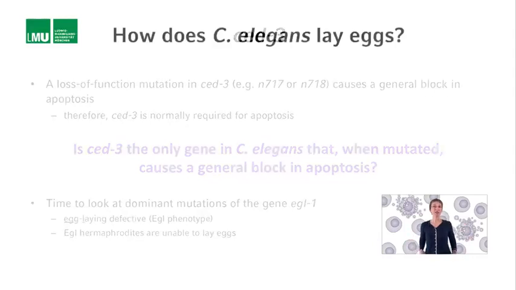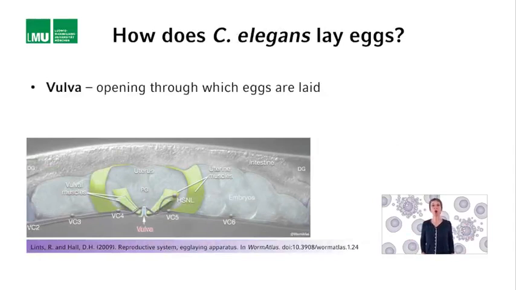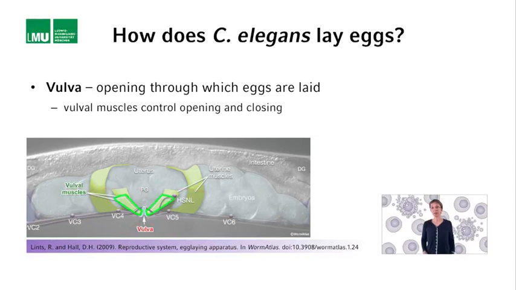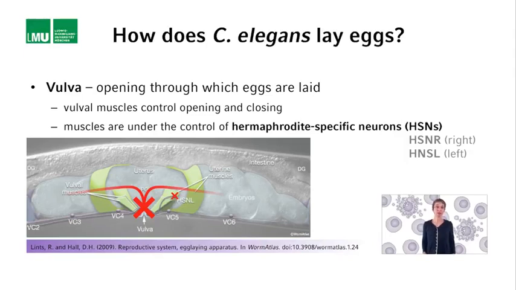How do hermaphrodites lay eggs in the first place? On their ventral side in the mid-body region, hermaphrodites have a vulva, which is an opening through which the eggs are laid. The vulva opens periodically to release about 3 to 4 eggs or embryos an hour. The opening of the vulva is caused by the vulva muscles, and those are under the control of neurons. Most importantly, the HSNs or hermaphrodite-specific neurons, 2 serotonergic neurons. If the HSNs are not functional or are not present, the vulva muscles are not activated and the vulva cannot open to release eggs. The eggs therefore accumulate inside the animal.